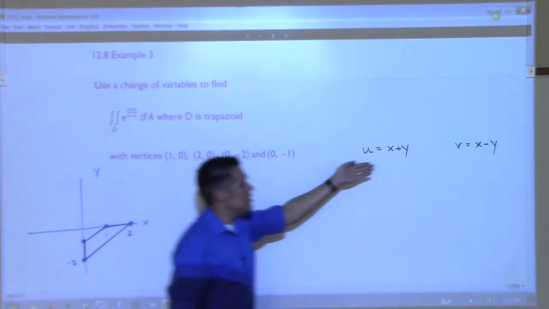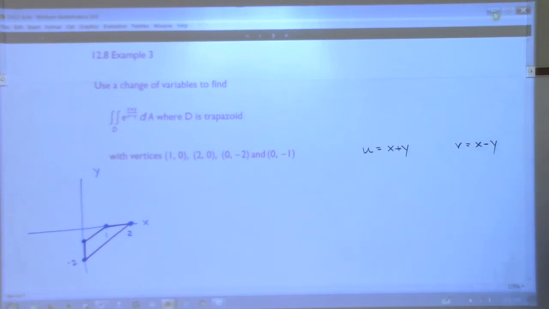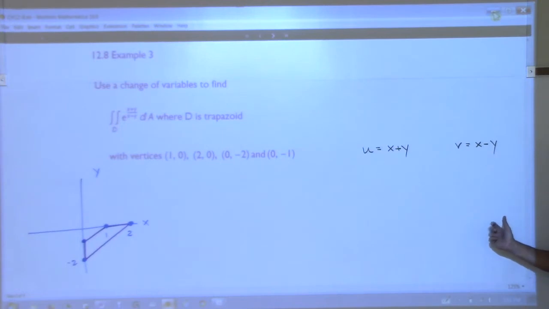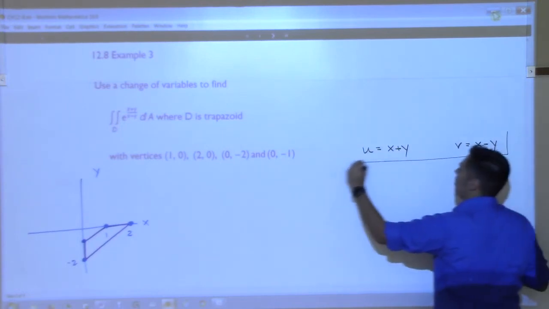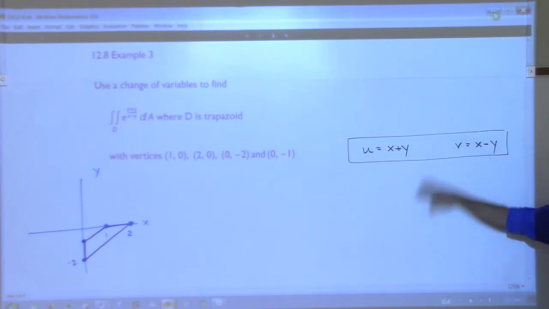So what do we do with this now? Solve it for y and x. We have to get it in terms of x and y. So we need x in terms of u and v. We need y in terms of u and v. So this is not our transformation, okay? This is what we're going to substitute. Our transformation is going to come from when we solve these for x and y.